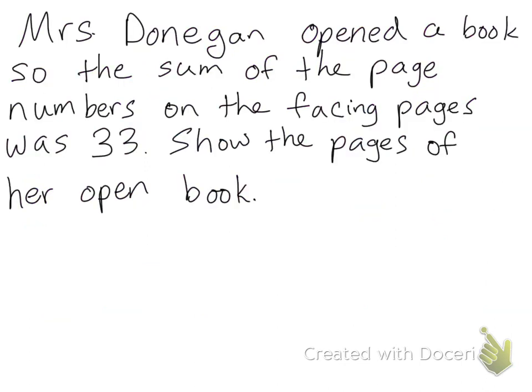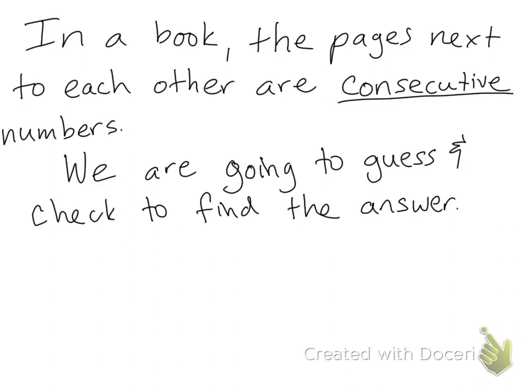So we need to work on problem-solving strategies. And for this problem, we're going to use making the problem simpler and using guessing and checking to solve the problem. So here we have Mrs. Donegan opened a book. So the sum of the page numbers on the facing pages was 33. So they show the pages of her open book. So if you look at a book, the numbers next to each other are consecutive numbers, which means there's one right after the other. So you have page 1 and 2, 2 and 3, 3 and 4, etc.